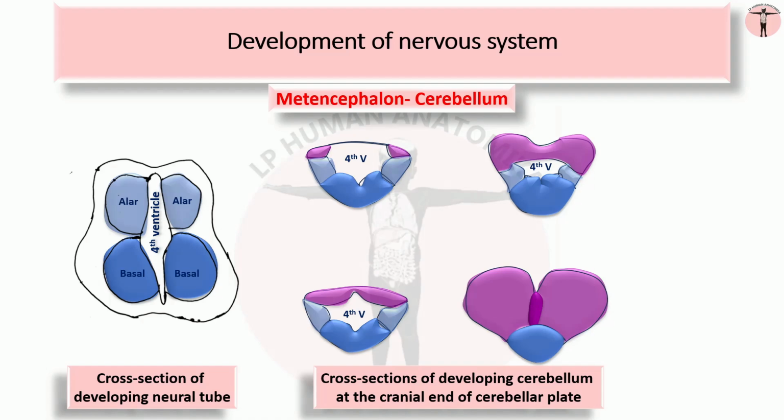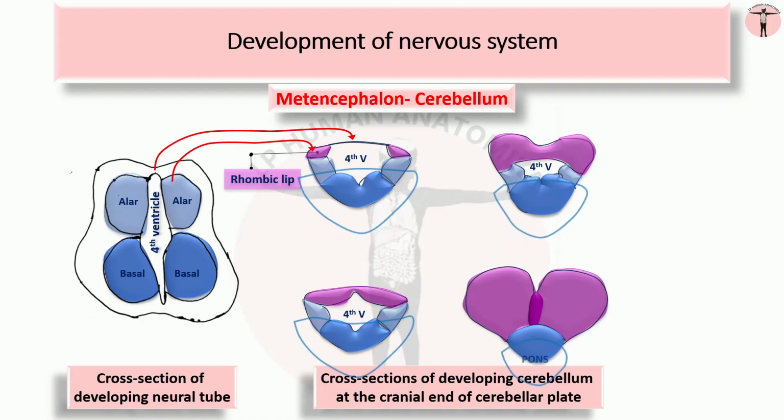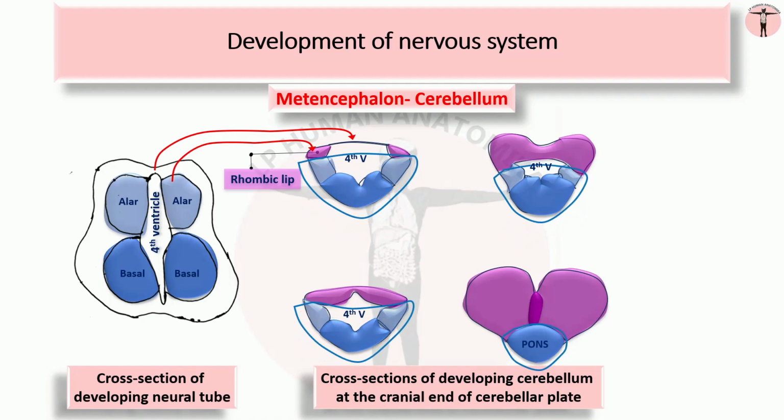Coming to the development of cerebellum, because of the pontine flexure of the brain vesicles, the roof plate stretches on the dorsal side and the alar plate shifts to the lateral side of the neural tube. The alar plates thicken dorsolaterally to form rhombic lips. These rhombic lips develop into cerebellum. The rest of the alar plate and basal plates develop into pons.